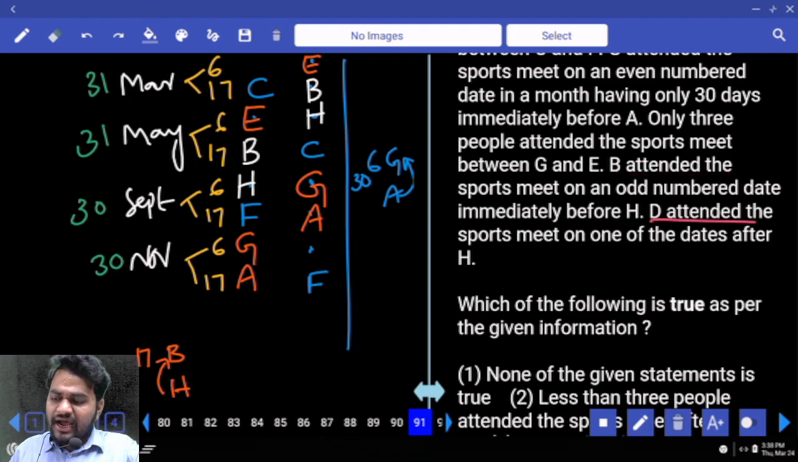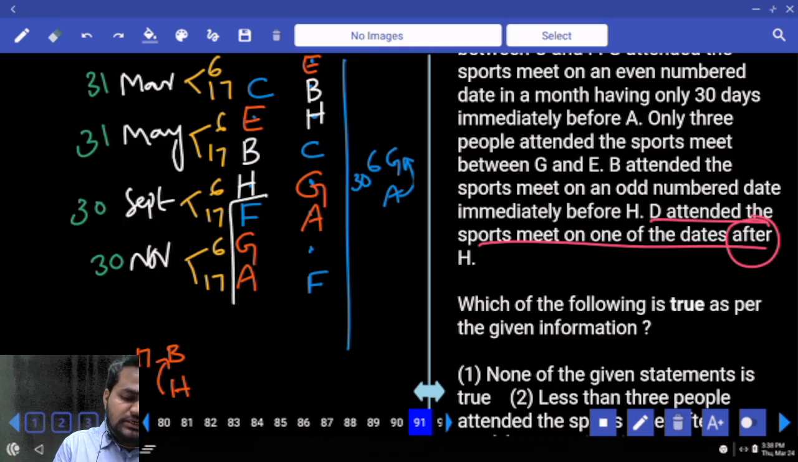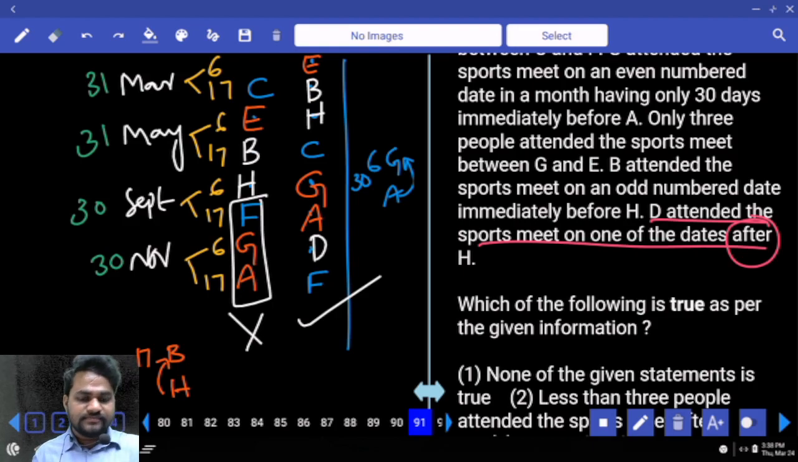Next, D attended the sports meet on one of the dates after H. After H we don't have any vacant place in order to place D, so this is eliminated, hence it is the place of D.